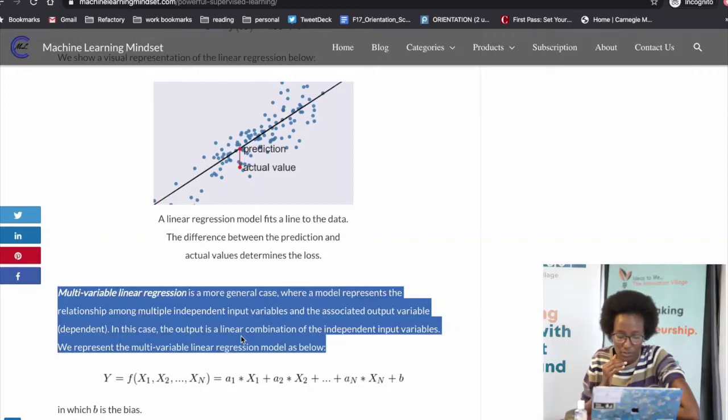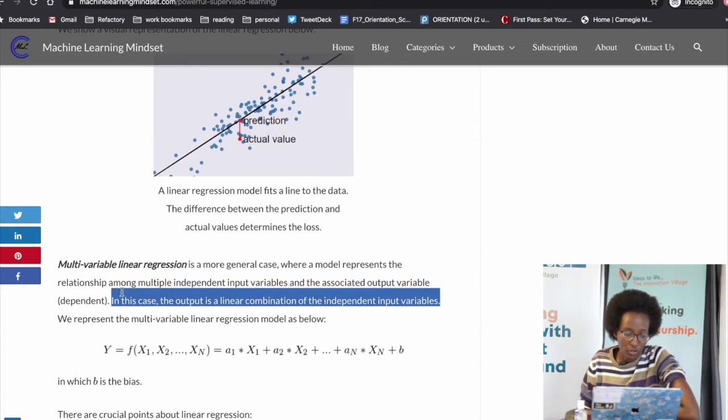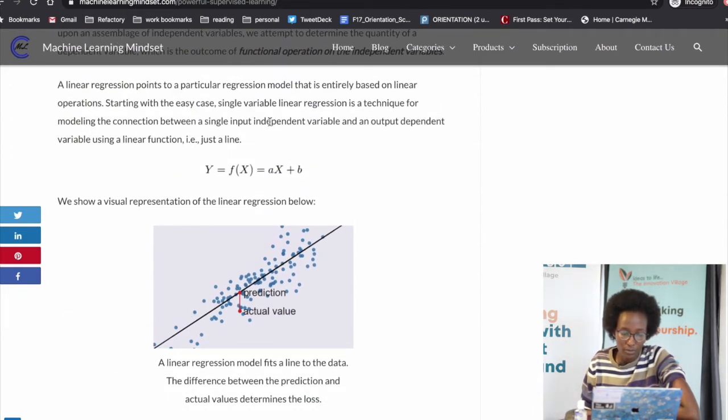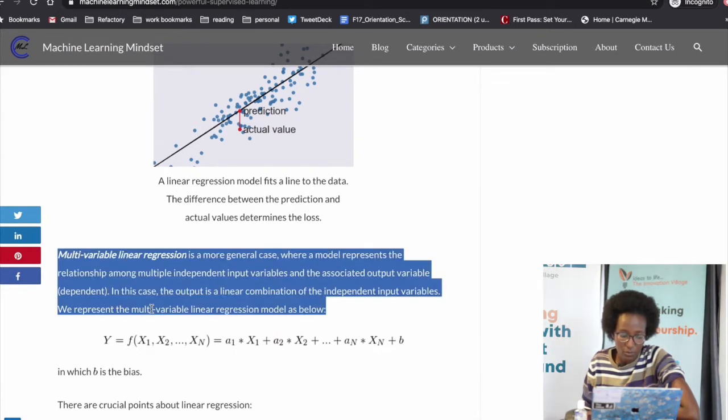of the independent variables. So generally, in linear regression, the output is the linear combination of the independent input variables. Simply put, this sentence right here. The only difference with multivariable linear regression is that there are more variables. Single variable linear regression was saying it is just one variable x. Now with multivariable, we can see that there's x1, x2, very many x's, xn, you see? We represent the multivariable linear regression model as below. So this is just the linear combination of the independent variables.